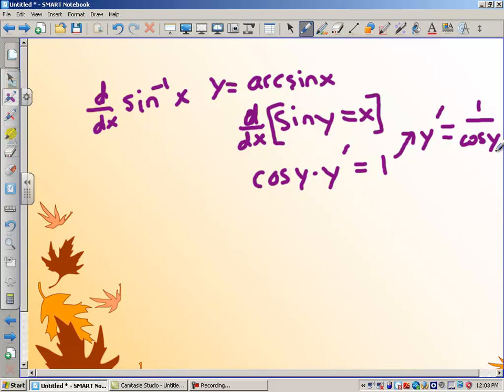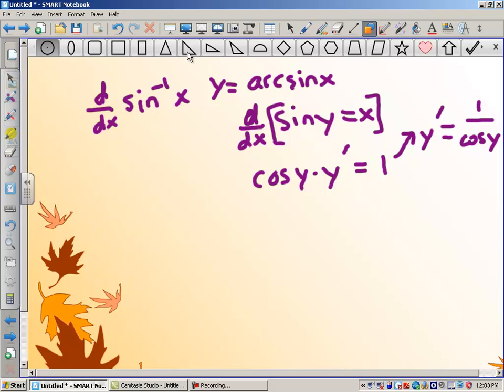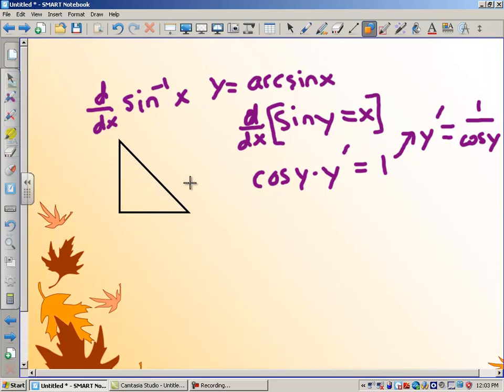Now this is not very helpful for me because I don't want y's over here in my derivative. So I'm going to have to take a look at this picture real quick. Let's see if we can draw this picture. I'm going to draw a little triangle. Okay, so we're going to put our angle right here. This is y. And we know that the sine of y is x over 1. And you also know that sine is opposite over hypotenuse. So that's an x, and this is a 1.